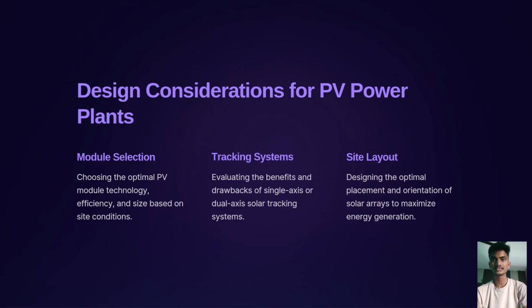Next is design considerations for photovoltaic power plants. There are three design considerations. One is module selection, next is tracking systems, another one is site layouts. In module selection, choosing the optimal PV module technologies of efficient size for the on-site conditions.